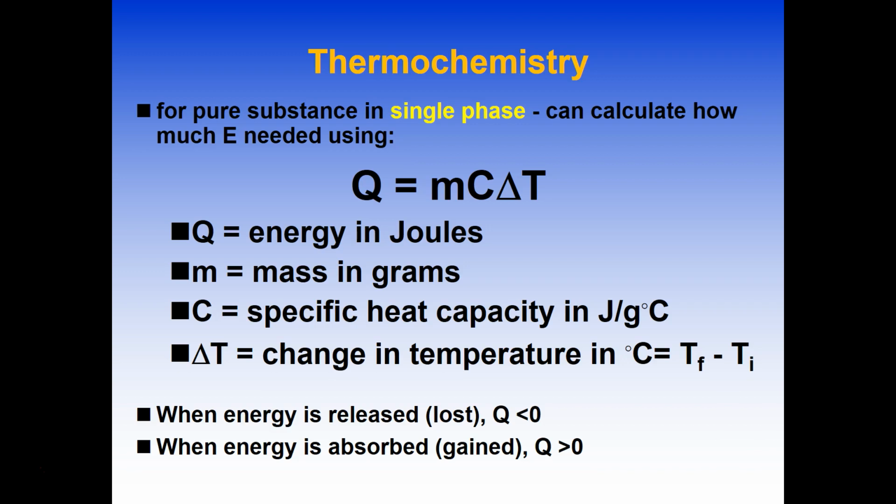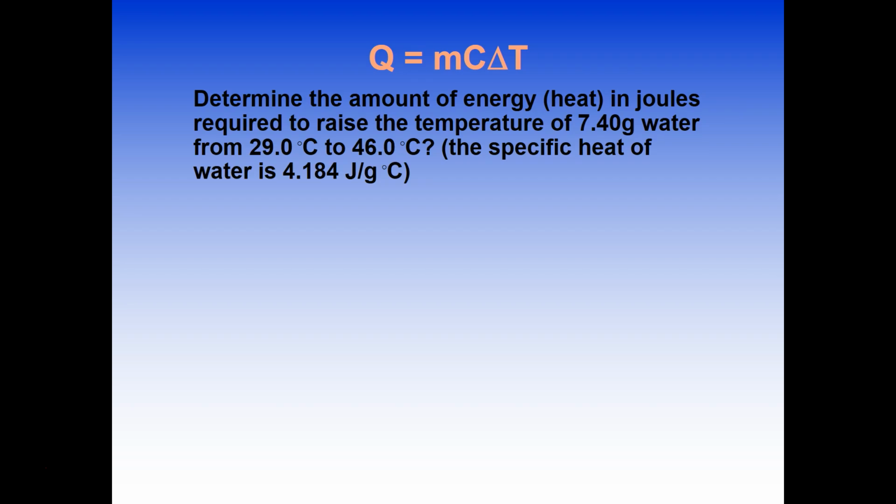Let's look at how we use this equation. So you're asked to determine the amount of energy in joules required to raise the temperature of 7.40 grams of water from 29.0 degrees Celsius to 46.0 degrees Celsius. The specific heat of water is 4.184 joules per gram degree Celsius.